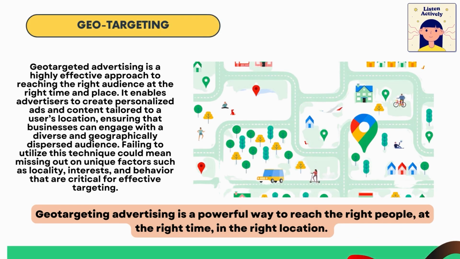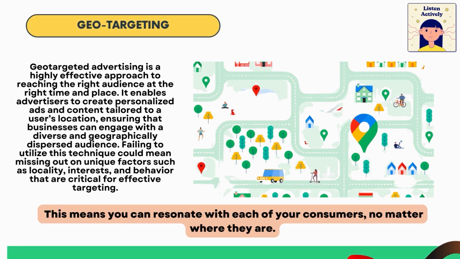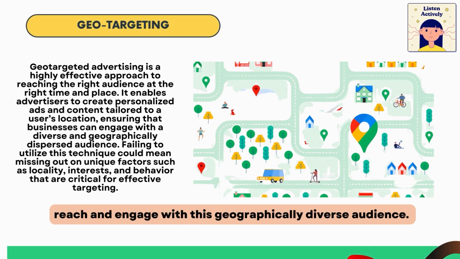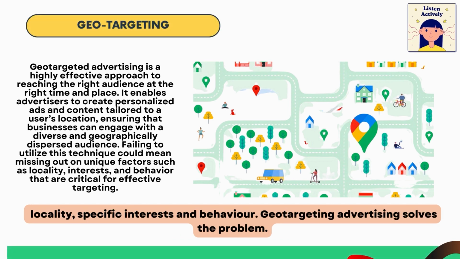Geo-targeting advertising is a powerful way to reach the right people, at the right time, in the right location. When implemented properly, it lets you create personalized ads and content based on a user's geographical location. This means you can resonate with each of your consumers, no matter where they are. With the ever-increasing number of internet and smartphone users, businesses need to reach and engage with this geographically diverse audience. Offering the same generic advertising to everyone means not accounting for unique factors like locality, specific interests, and behavior. Geo-targeting advertising solves the problem.